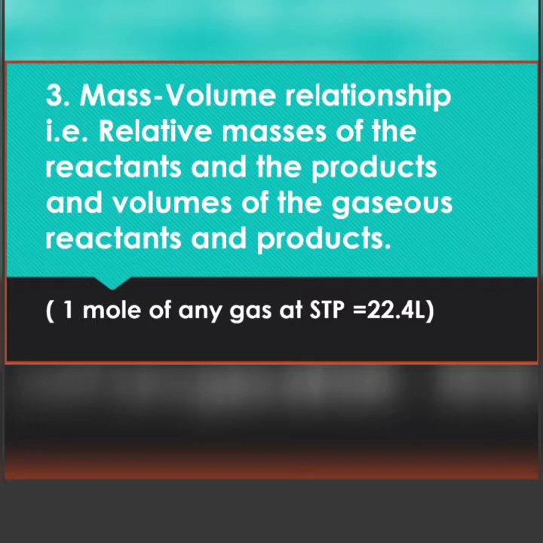Then third, the mass-volume relationship. That means relative masses of the reactants and the products and volumes of the gaseous reactants and products. A gaseous reactant means any gas which is taking part in a chemical reaction, for example, nitrogen and hydrogen. They react together to form ammonia, okay? So this is a gaseous reaction. In case of gaseous reactants and products, we consider their volume, and 1 mole of any gas at standard temperature and pressure condition is equal to 22.4 liters.